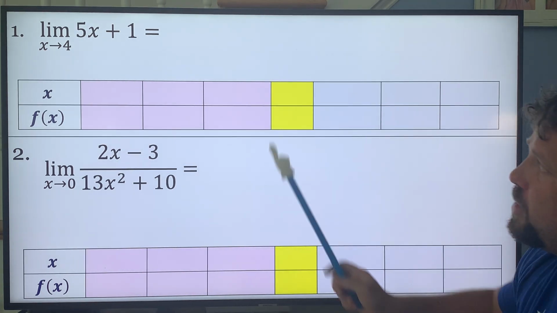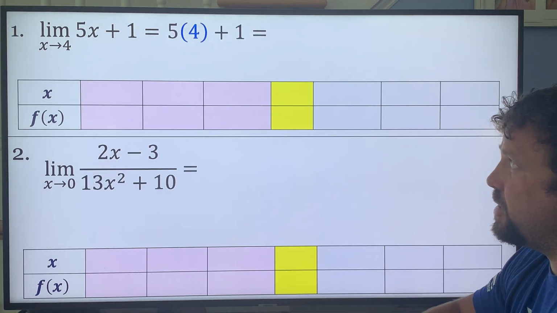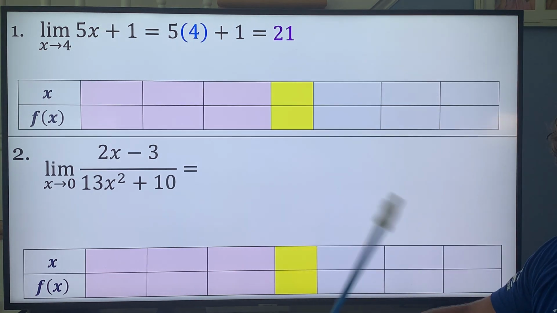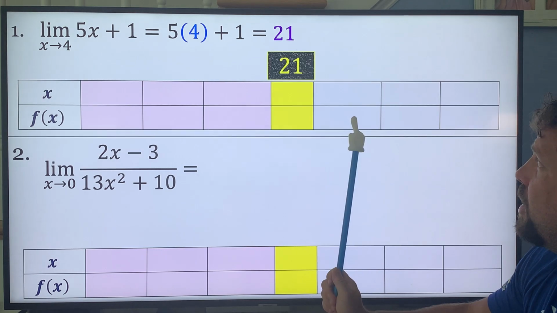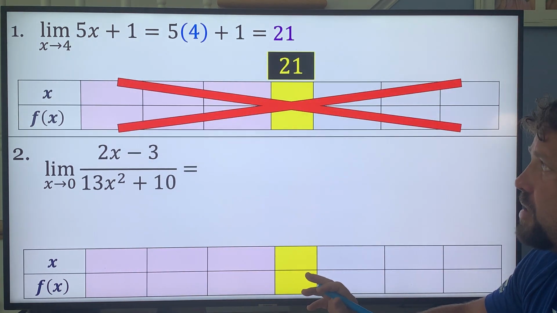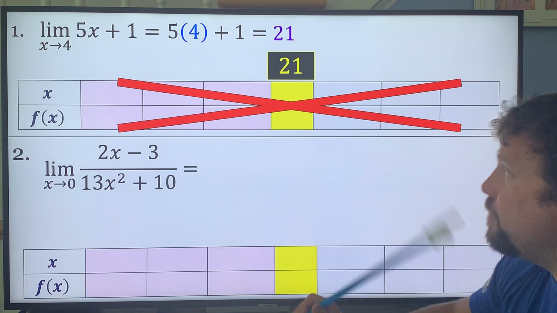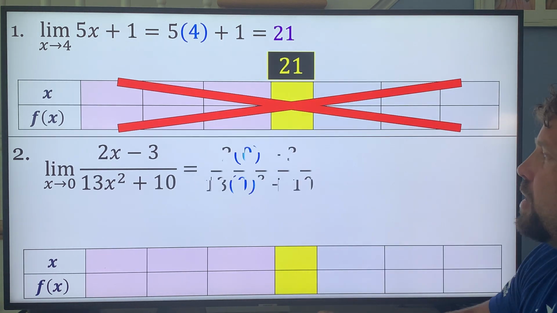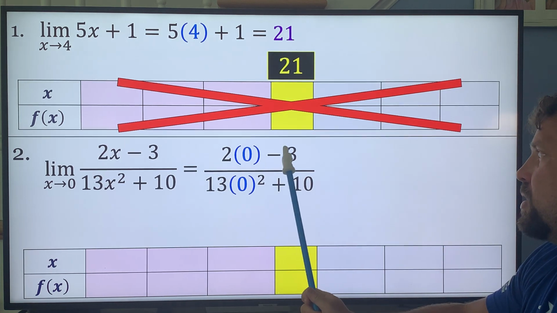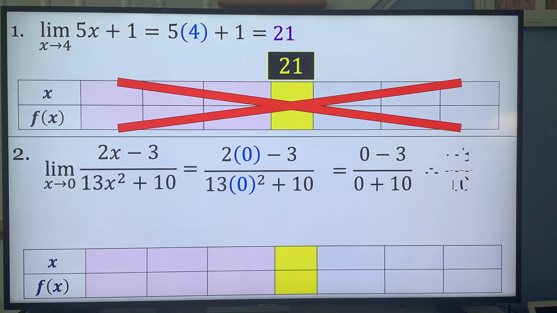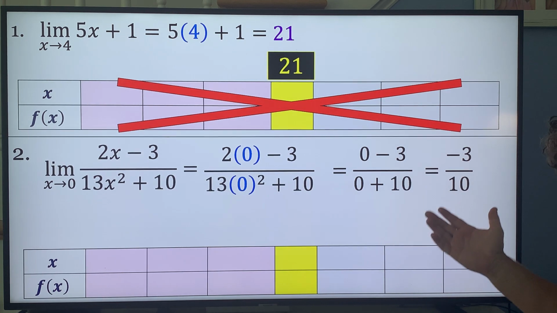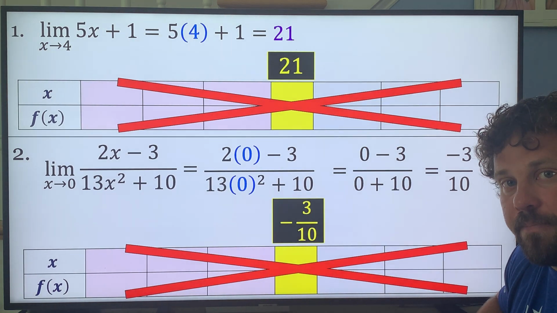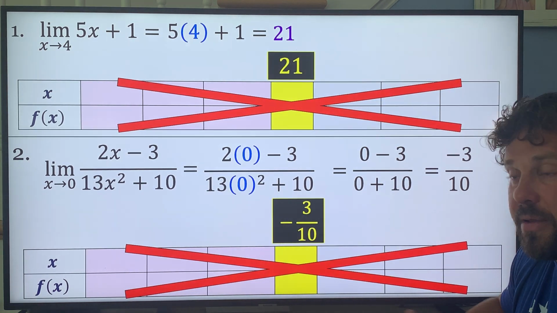First step though is you always plug C into the equation to see if you get an answer right away. In this case, if we plug 4 in for x, you get the answer of 21. Because you get an answer right away, that's your answer. You do not have to use a table. If you used a table, your answer would be 21. Pretty simple. This one, you plug 0 into the equation right away. 0 minus 3 is a negative 3 over 10. That is an actual number. Don't need the table. Your answer is negative 3 over 10. Negative 0.3. Negative 3 tenths.